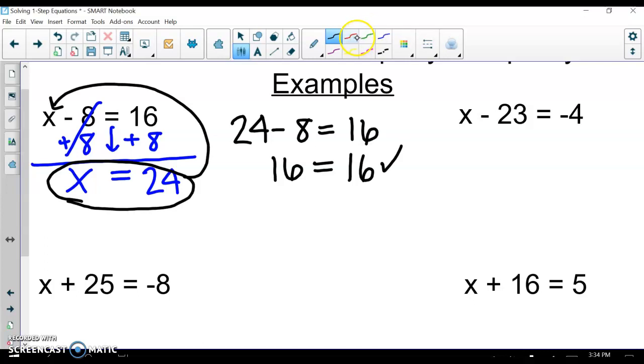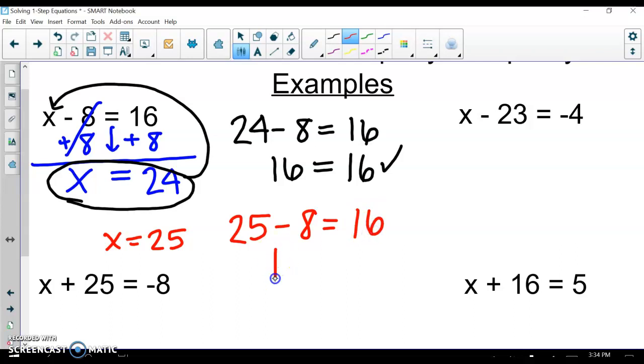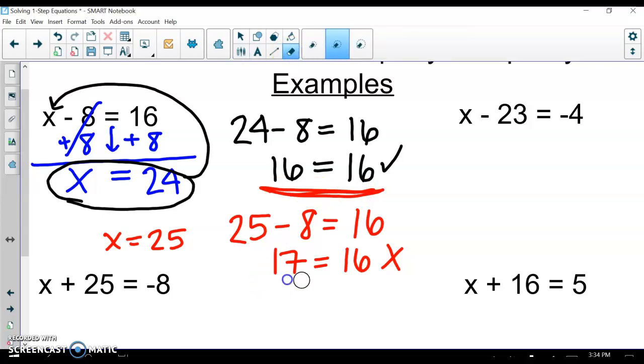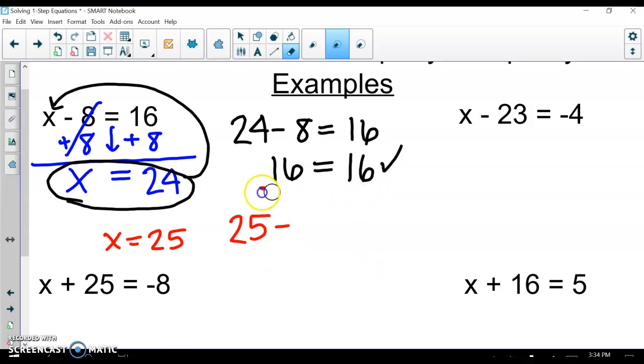Say I had gotten x equals 25. All right, if I plug that back in, I get 25 minus 8 is equal to 16. Well, 25 minus 8 is equal to 17. 17 is equal to 16? Nope, that's never true. So if you put your answer in and check it and you do not get two equal numbers, go back, check your work, and try it again until you get what you need. So I'm going to erase this for space here.